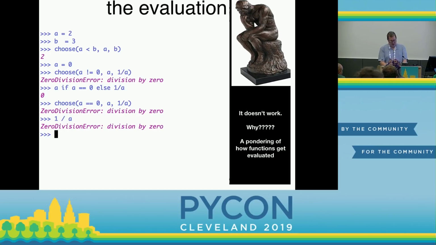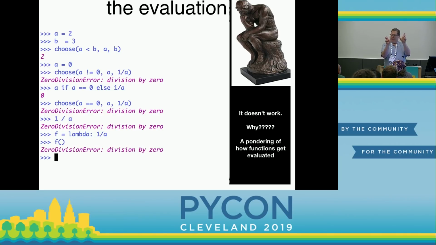One way is to shove it into a zero-argument function. You could just say f is lambda with no arguments, and then put the 1 divided by a in there. What did that do exactly? What you're doing there is delaying the calculation to some later point in time. If I want to do that, I could put parentheses on it and let the thing fire. It turns out that you could do that with this choose function.